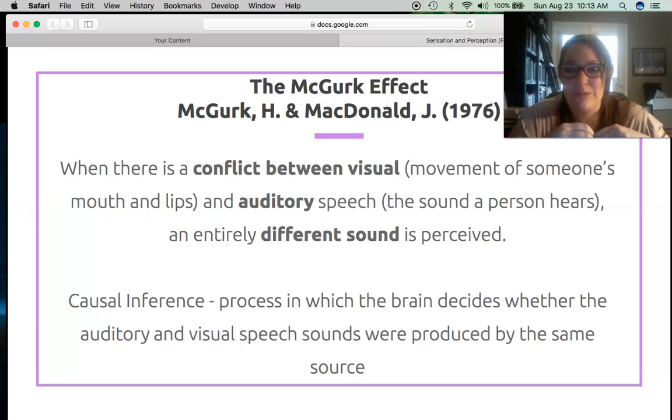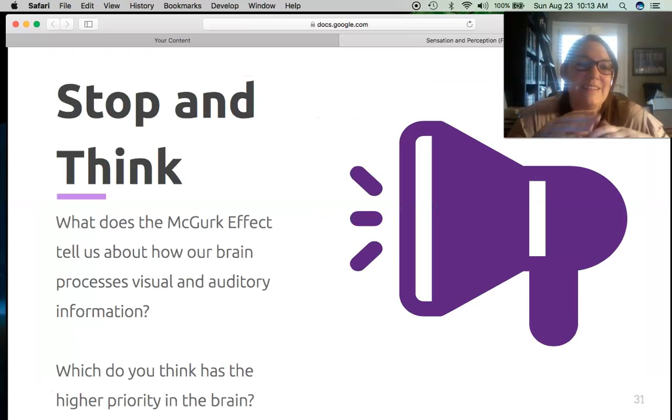If you watch really terrible kung fu movies and you hear them talk and then you see them talk, your brain is going to get kind of confused by that. So I want you to think about this. Stop and think. What does the McGurk effect tell us about how our brain processes visual and auditory information? And I want you to think about which you think has higher priority in the brain. If what we're seeing has higher priority, or what we're hearing has higher priority. Because obviously we have this conflict with the McGurk effect, saying that if I'm talking and you're listening to something else, your brain is going to have some conflict and it could make up a new sound altogether to try to mesh these two sensory inputs together.